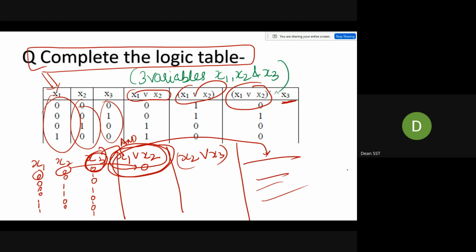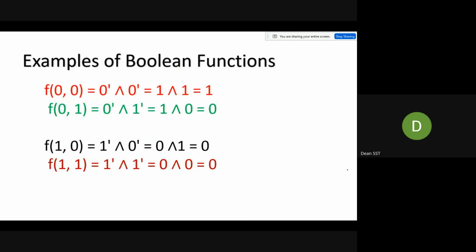So you can complete the table also. Fine. Then you have Boolean function. You can represent the function as function 0, 0. That is 0. It can be 0 ka complement and 0 ka complement. So 0 ka complement is 1. 0 ka complement is 1. 1 and 1 is 1.